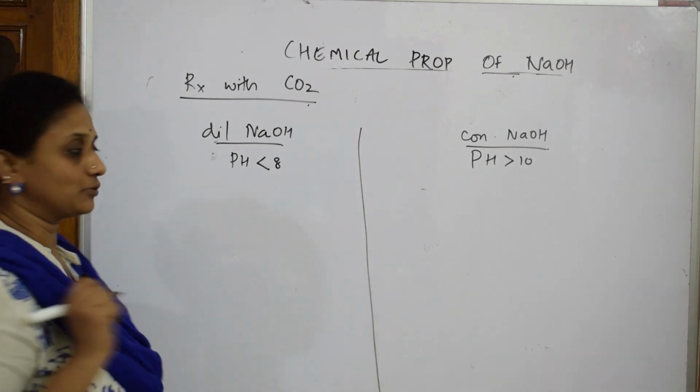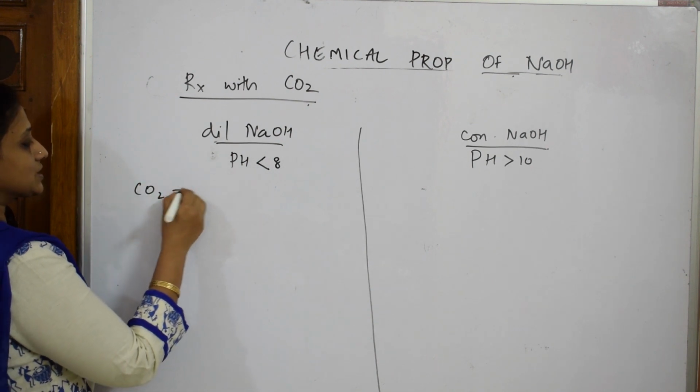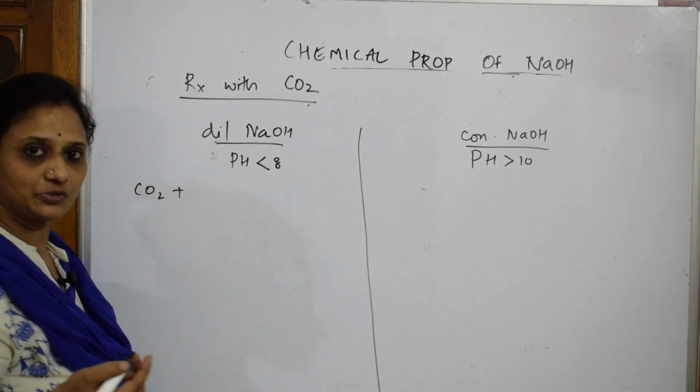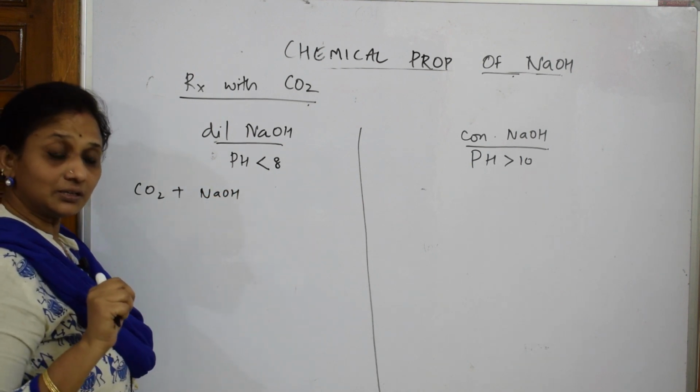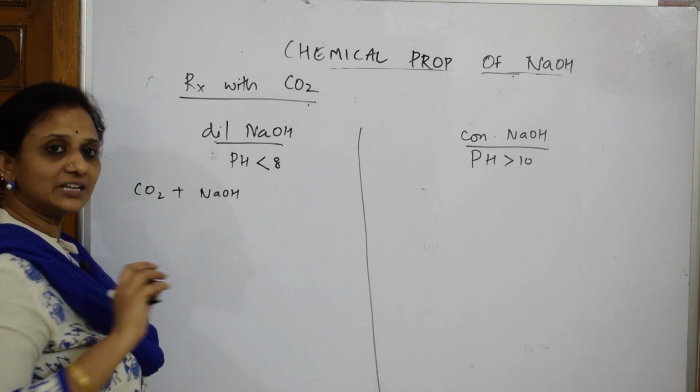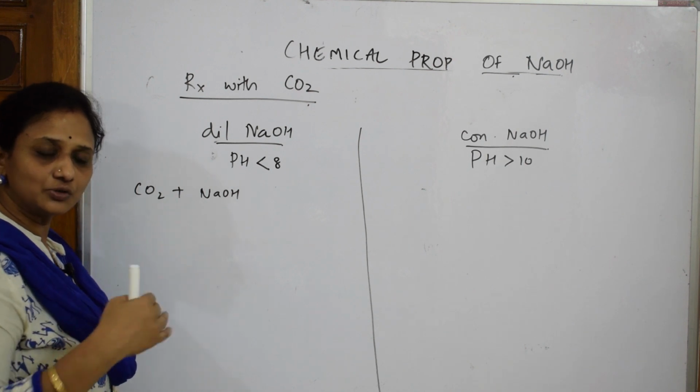Let us see the products formed. First of all, this carbon dioxide is going to react with sodium hydroxide, I said. Now, what is this? This is dilute. But here, the most important thing is that this is not going to directly form the product, but it's going to undergo two steps.